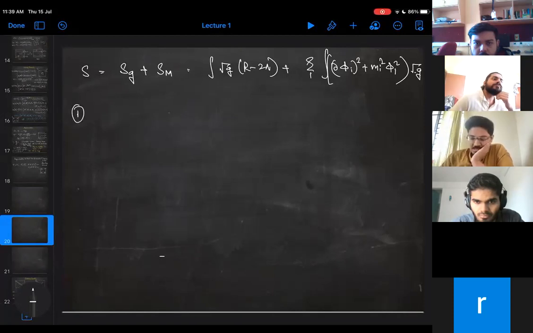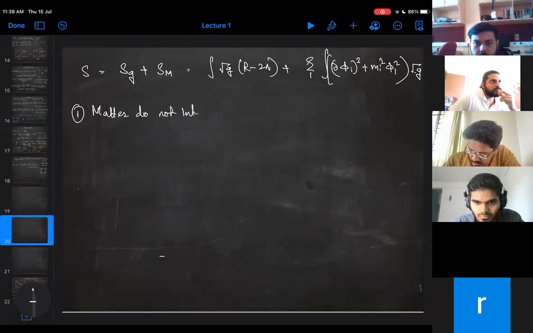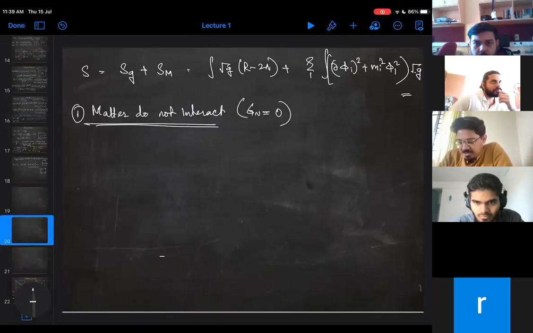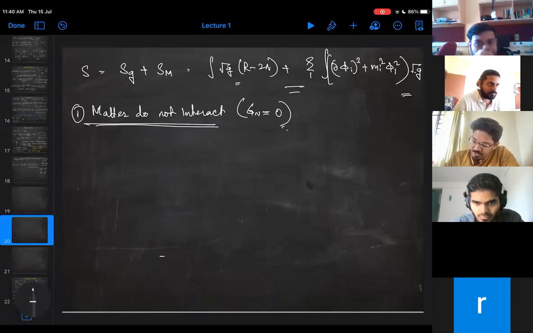Limit one is when the particles in the bulk, they do not interact. Okay. Matter do not interact. That is like saying your G Newton is zero. That is because at the level of this action, there is no coupling between the two fields. Okay. So they only interact through gravity, gravitational back reaction. So by letting them not interact is like ignoring the gravitational back reaction or setting this G Newton to zero. Then we know how to solve this. So essentially we look for a saddle. So in my Einstein's equation, these are like probes which we ignore. So there's no right hand side in the Einstein's equation.